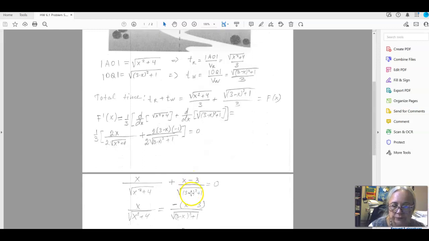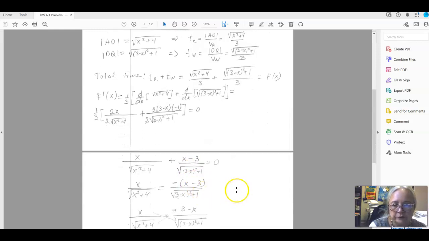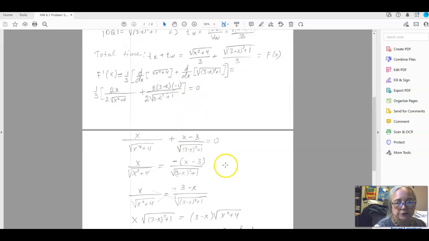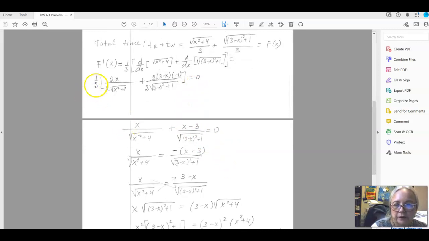So now we need to find the critical numbers. So we solve the equation equals 0. 1/3 cannot be 0, so I multiply by 3 on the left and right side, 0 times any number is 0. And I cancel 2 and 2 here.